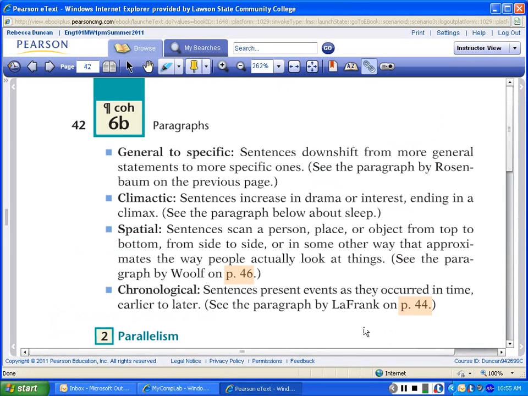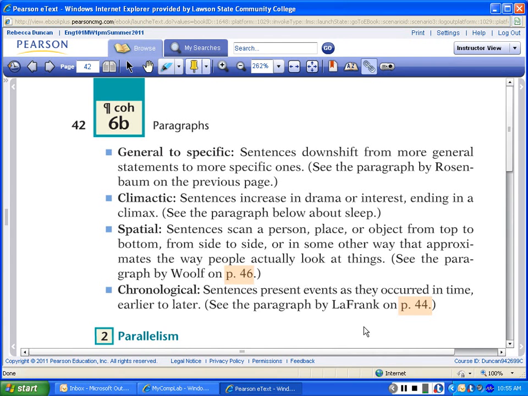Here are some common paragraph schemes, starting with general to specific, and the example that we just looked at with the mummies went from general to specific. Generally, what is mummification? It's effective. Then, generally, you look at a mummy and you can see their fingernails and so forth. If you look deeper, more specifically, you can diagnose their diseases, and then more specifically, you can diagnose what they died from. So that's a good pattern, general to specific.